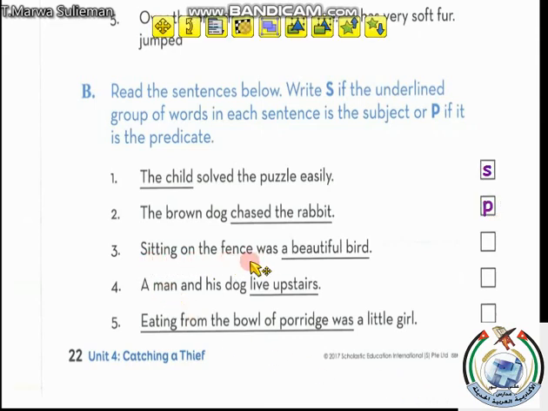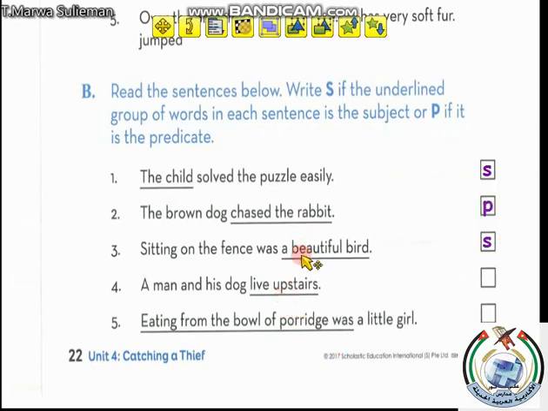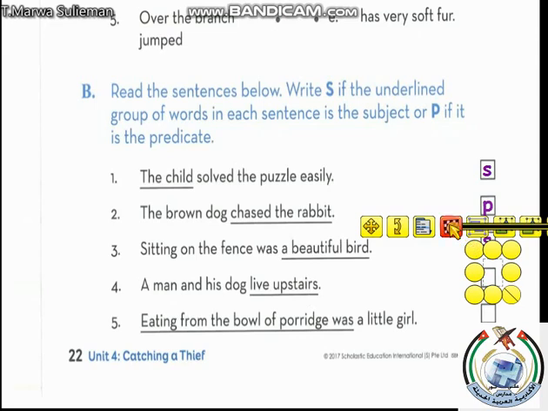Number 3. Sitting on the fence was a beautiful bird. Here, a beautiful bird is the subject or predicate? Excellent. This is the subject because we don't have a verb here, and the subject here comes after the predicate. Number 4. A man and his dog live upstairs. Here we have live is a verb, so this is the predicate.